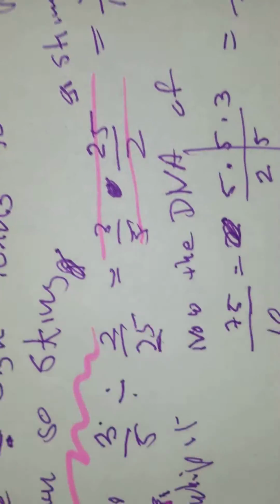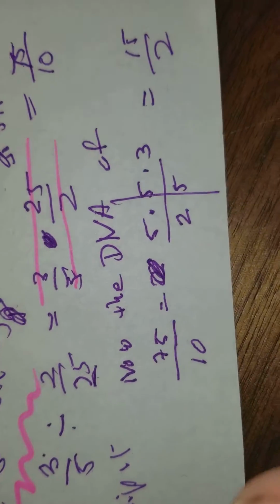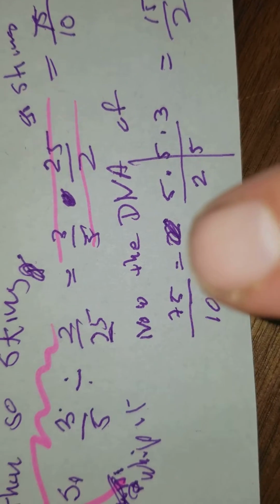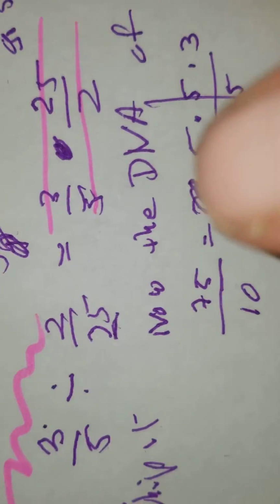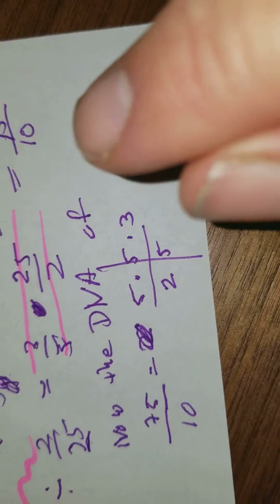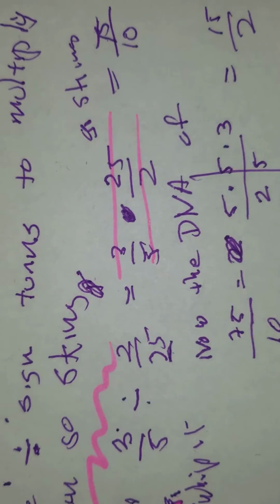Now 75 over 10. But how do we know that's the most simplified? Then we use the fundamental theorem of arithmetic, or the DNA of the number, of any whole number. And I know I can write 75 as 5 times 5 times 3, and this is 2 times 5. I know that 5 divides out, so the most simplified form is 15 over 2, which is 7.5. Okay, see if that answers your question.